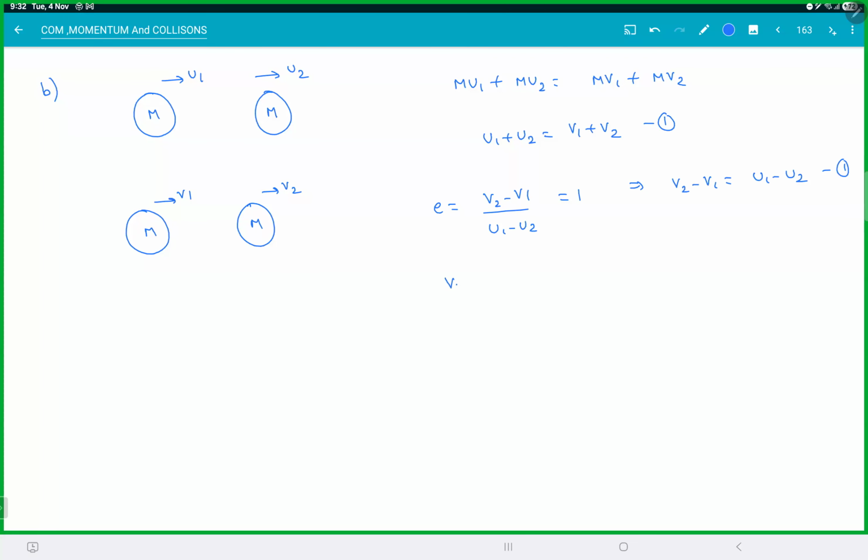When you solve them, you will get v1 will be u2 and v2 will be u1. Basically, the velocities get exchanged. Means after the collision, this guy will go with u2 and this guy will go with u1. So there's an important thing there. If two bodies of same mass collide elastically head-on, they exchange velocities.